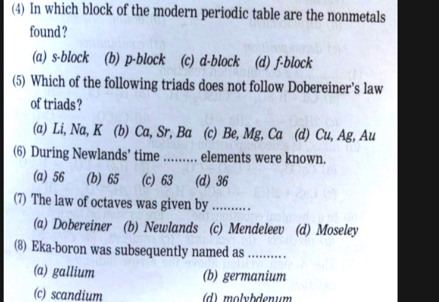Now we will discuss question number 4. In which block of the modern periodic table are the non-metals found? If you think about the s block, there are no non-metals. And if you think about the p block, there are non-metals.